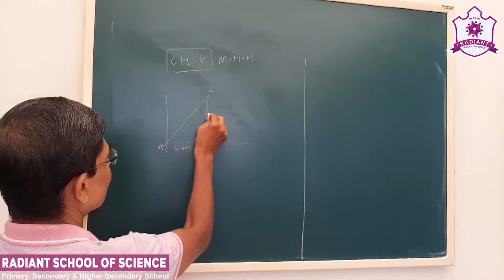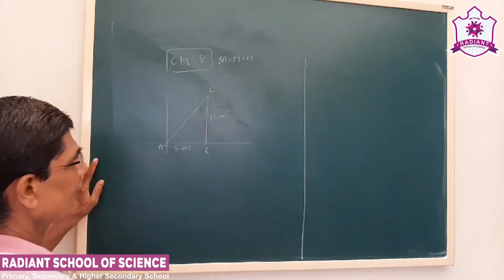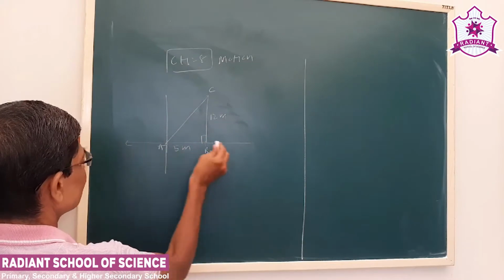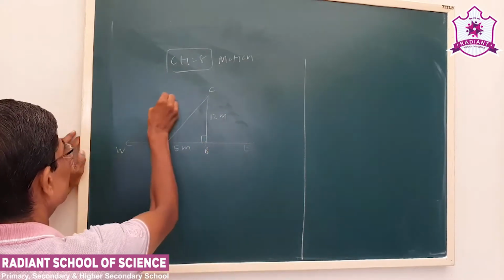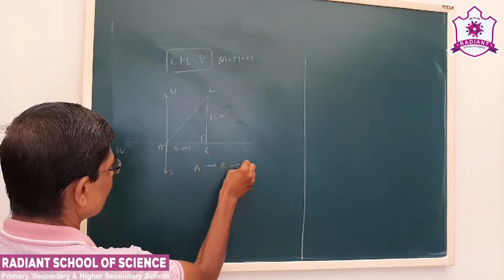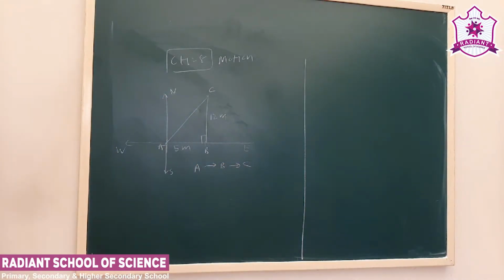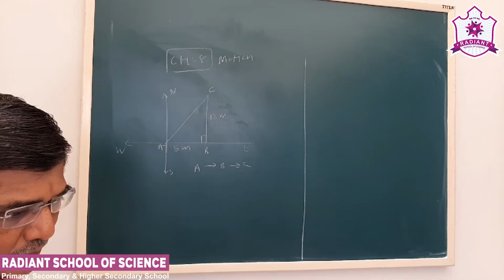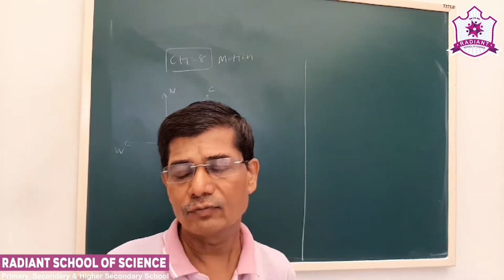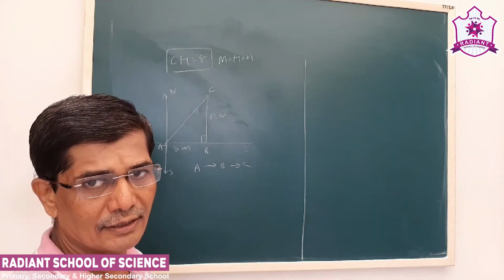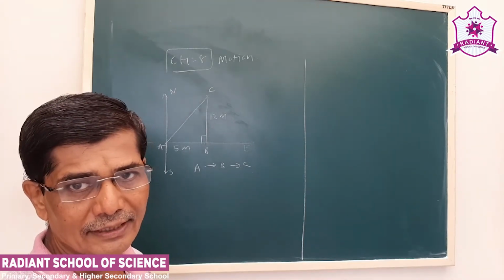This is 5 meter, 12 meter. Now see, our direction is also mentioned: east, west, north and south. The object moves on the path ABC. What do we have to find out? Speed and velocity. To find the speed and velocity, we require distance, that is path length, and displacement.